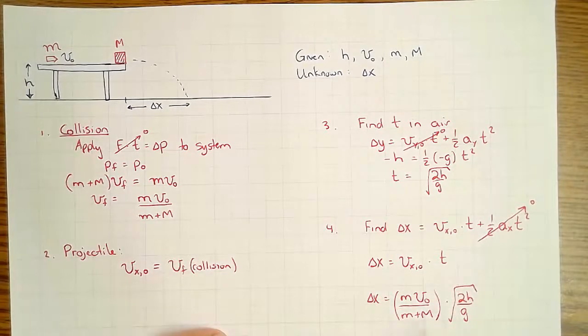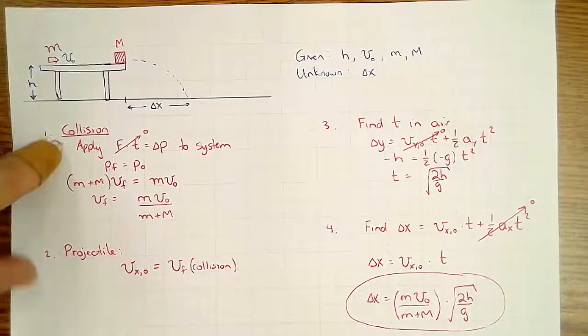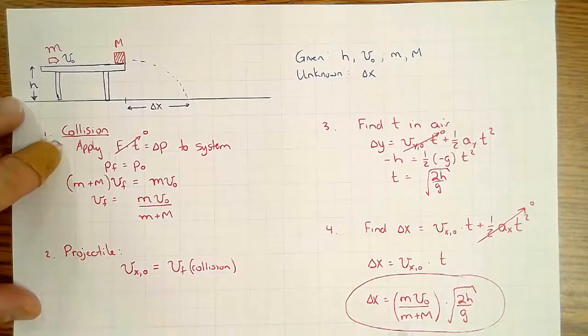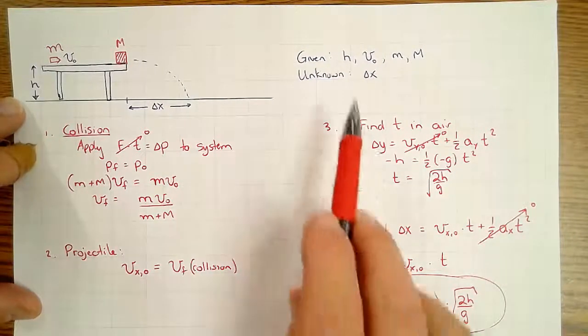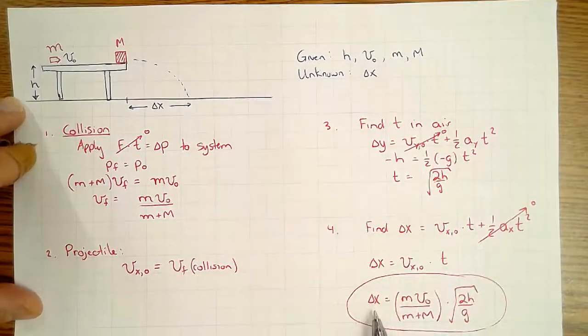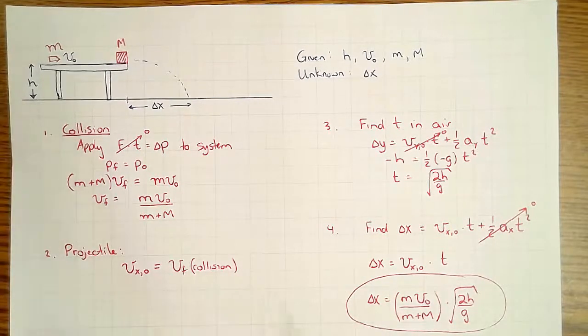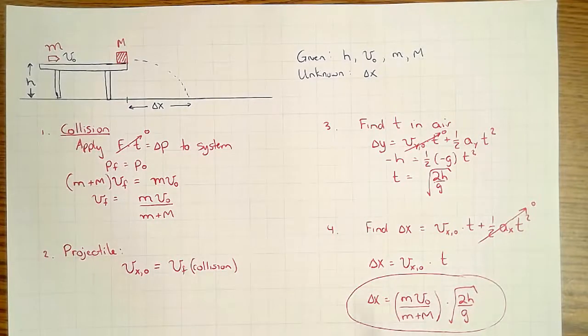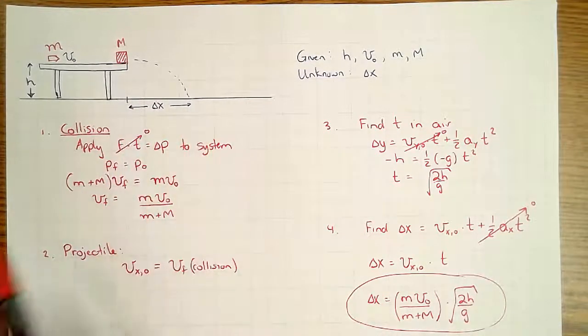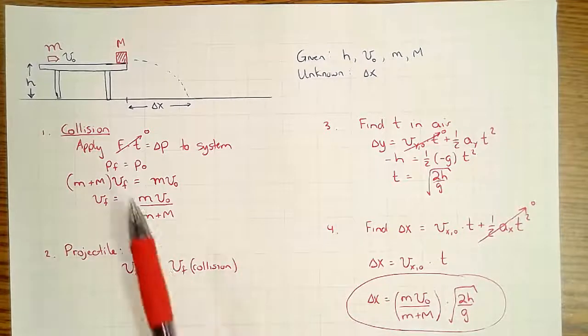Okay? So what I've done is I've put two problems together, a collision problem and a projectile problem, and I've derived an expression in terms of the things that were given for the distance it will go horizontally. Okay? Now, once you do that, you could then use it in reverse. For example, if you knew delta x, you could work out the height. How high is the table if you know how far it goes? Or maybe you don't know the initial velocity. You could solve this for the initial velocity.